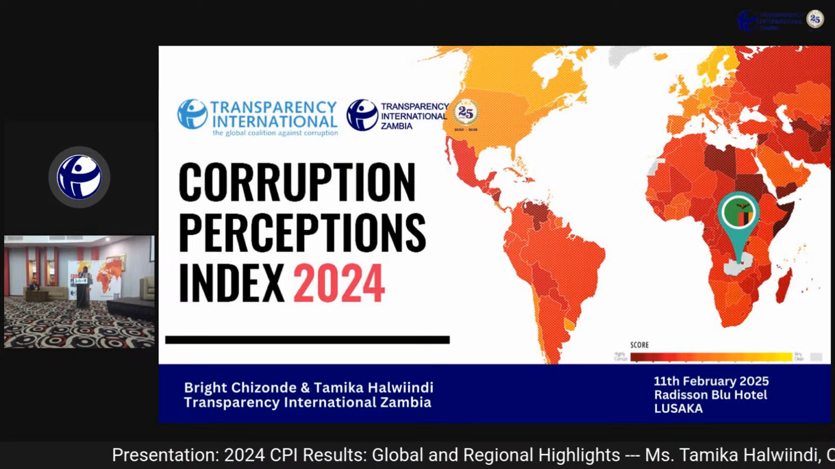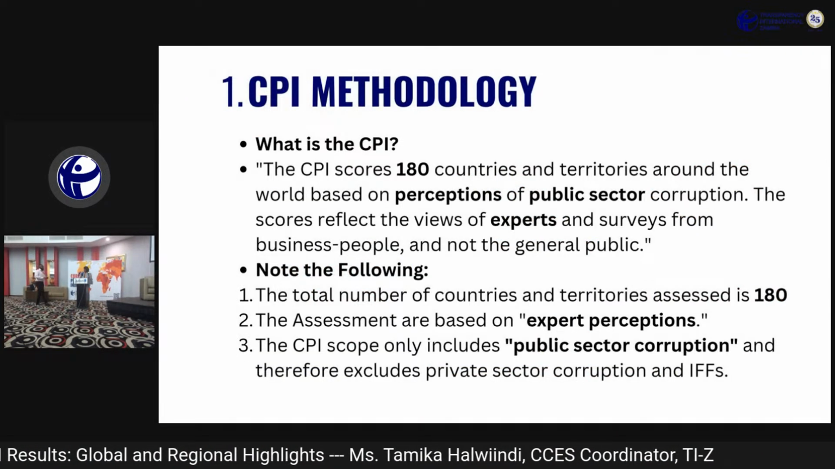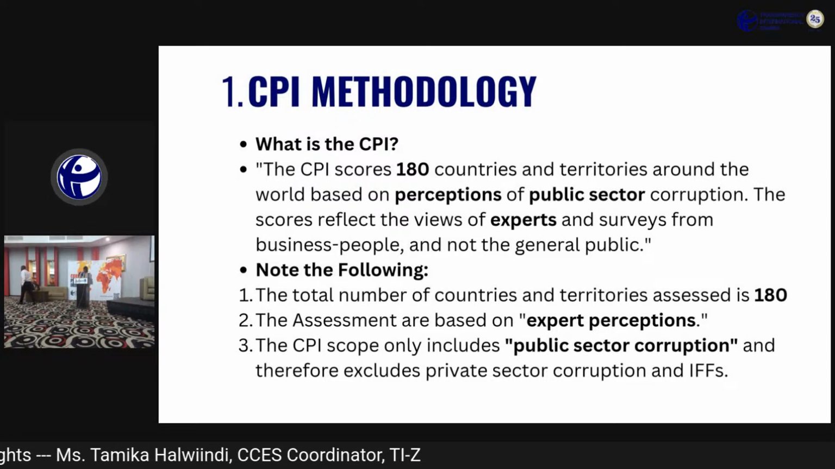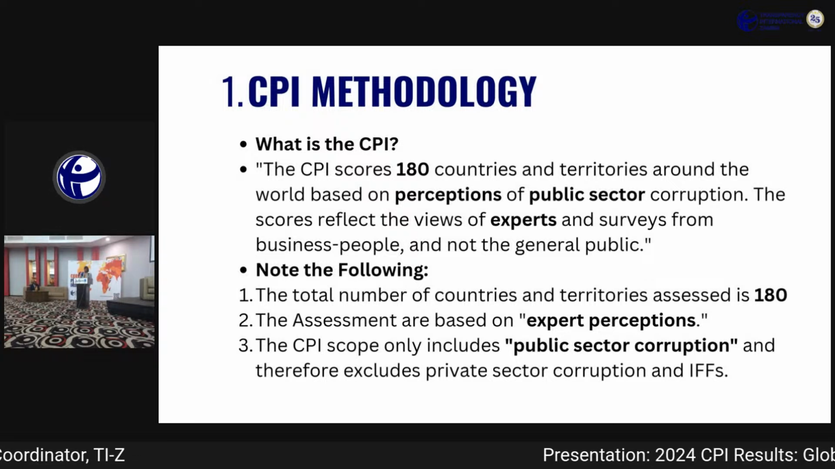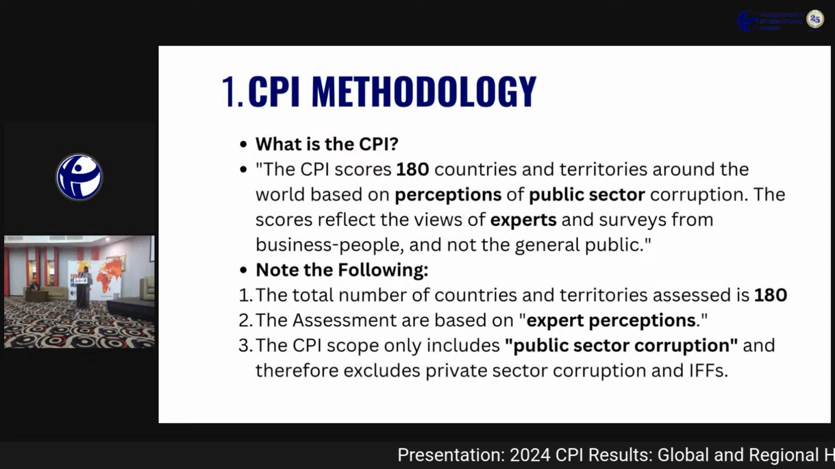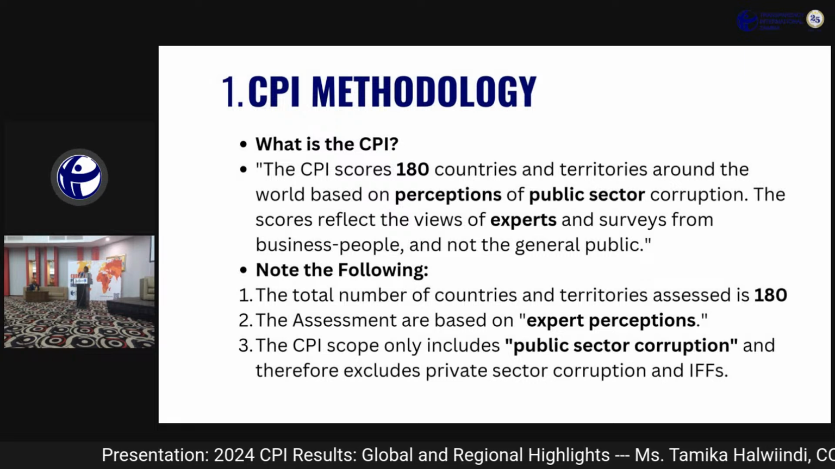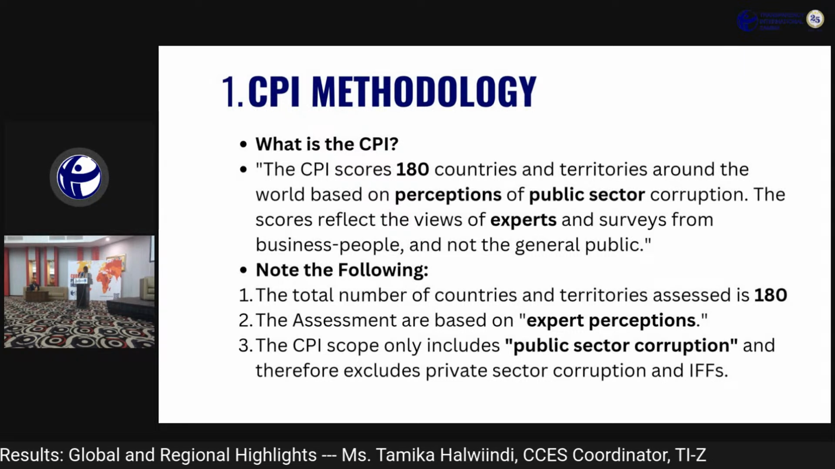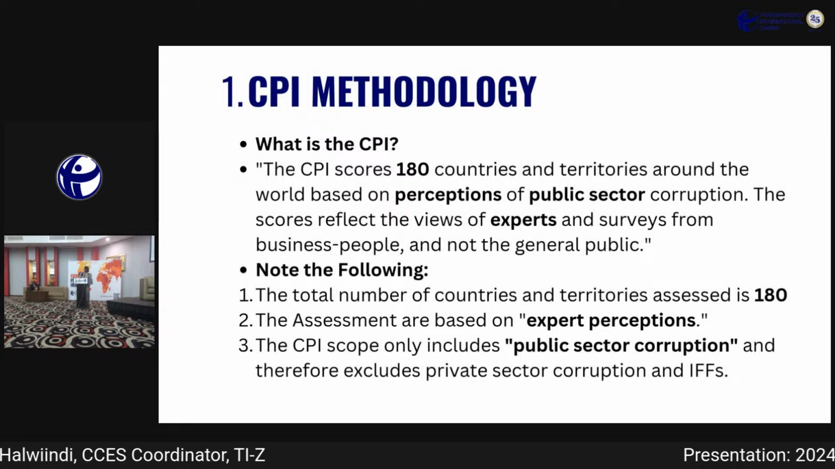The first slide is really just to recap what the CPI is, which is the Corruption Perceptions Index, and the methodology. As we would all know by now, the CPI scores 180 countries and territories around the world based on perceptions of public sector corruption. So emphasis on the public sector corruption. The scores reflect the views of experts and business people.